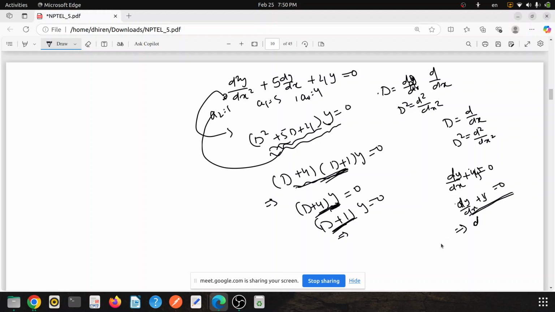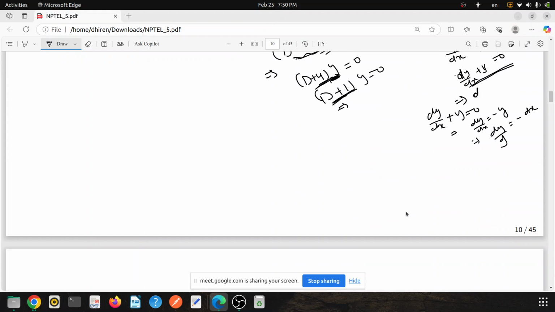So you know the solution of the first order differential equations, how to solve them. So let's say dy/dx + y = 0. So you can say that dy/dx is equal to minus y. So you can solve dy/y is equal to minus dx. So similarly you can solve (D + 4)y is equal to 0.